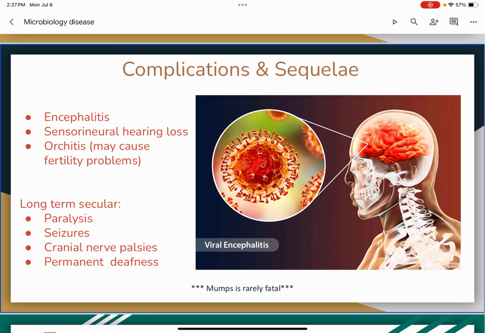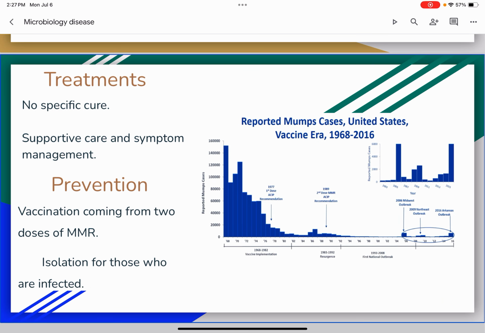Fortunately, mumps is rarely fatal, especially in countries where supportive medical care is available and where we have vaccinations. There are no specific cures for mumps. There's no antiviral medication that can treat mumps, and instead the treatment focuses on supportive care, which includes rest, hydration, pain relievers, antipyretic medication, anything that can make someone feel more comfortable while the immune system clears the infection.